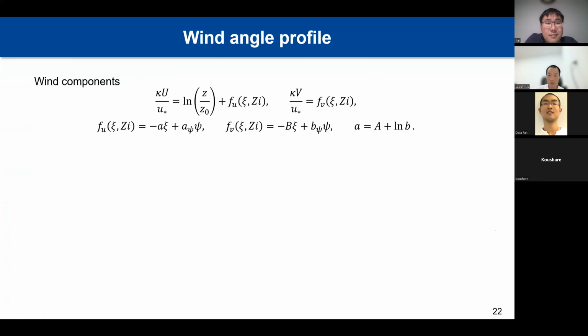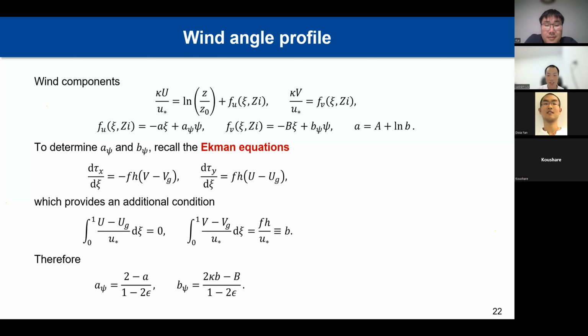How can we determine this? And then we need another condition. To do that, we need to recall the Ekman equations. Okay, and these are the Ekman equations. These equations are satisfied by any ABL flow as long as the flow is in stationary state.